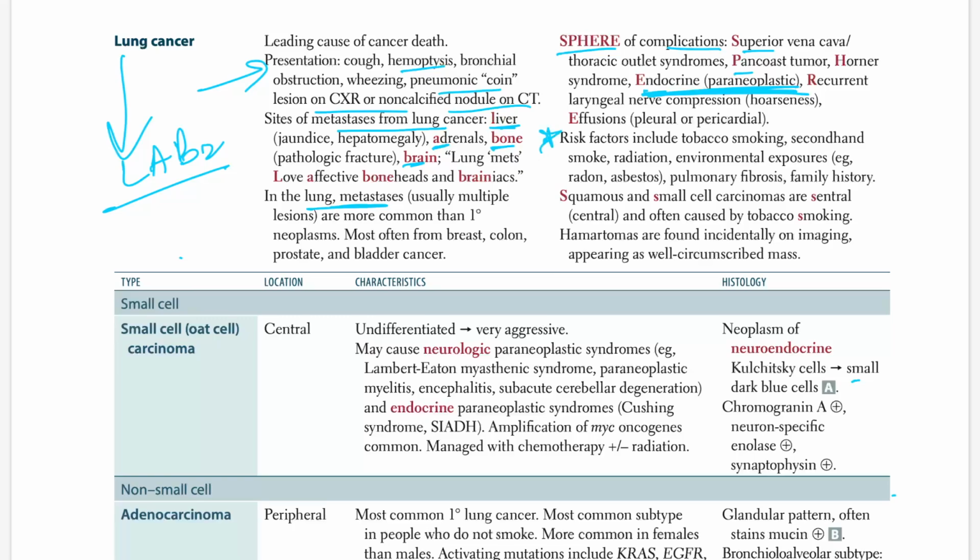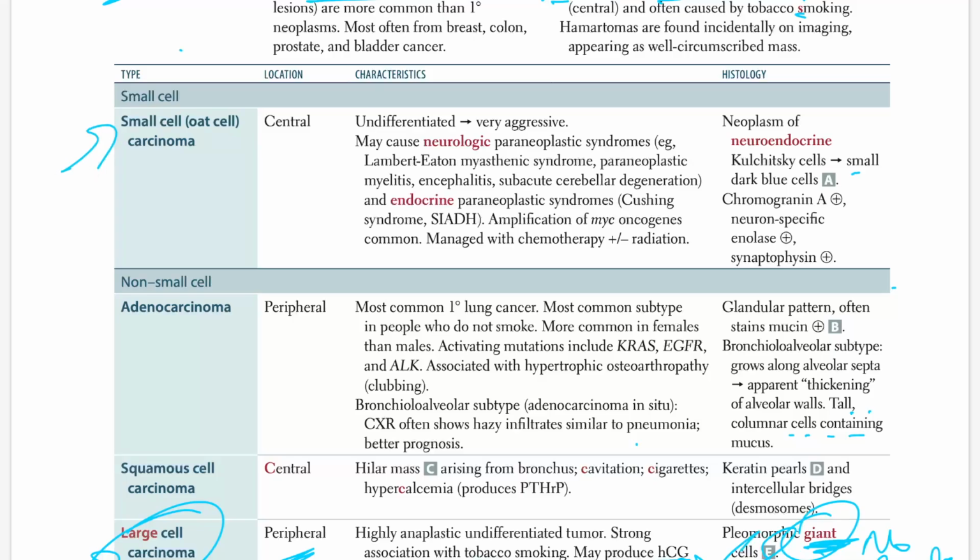Risk factors: tobacco smoking, pulmonary fibrosis, family history. Important: the S ones are central and smoking. They're all central and all caused by smoking. And then let's look at each one of them quickly. Small cell, very aggressive. It is a very aggressive tumor, and it is neuroendocrine positive. Chromogranin A, neuron-specific enolase and synaptophysin positive, with CD56 positive, and CD56 is the NCAM.